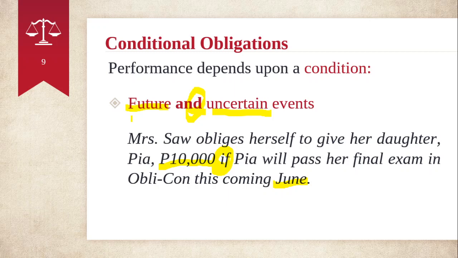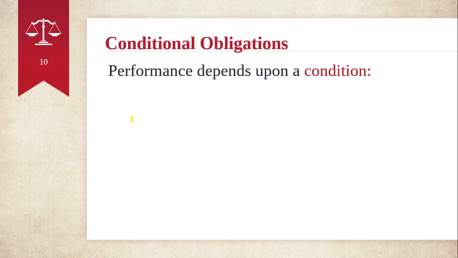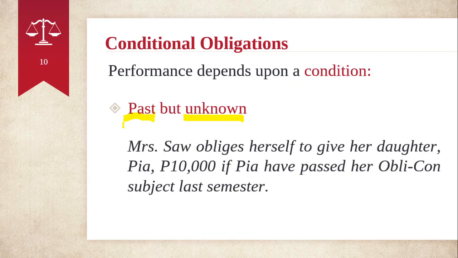Okay? That's clear. Another thing, pag sinabi nating condition, we could also say that this is a past but unknown. Okay? Yung kanina, future and uncertain. Mangyayari pa lang pero hindi tayo sure kung mangyayari nga ba o hindi. Ito naman, nangyari na pero hindi natin alam kung nangyari nga ba talaga. Example, Mrs. Saw obliges herself to give her daughter Pia 1,000 if, ayan na naman yung if, Pia have passed her Oblicon subject last semester.